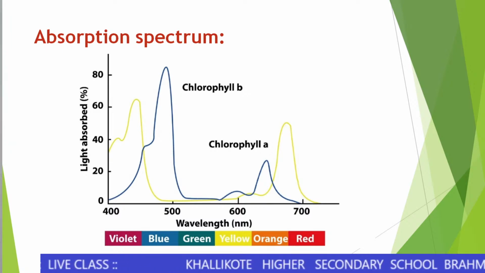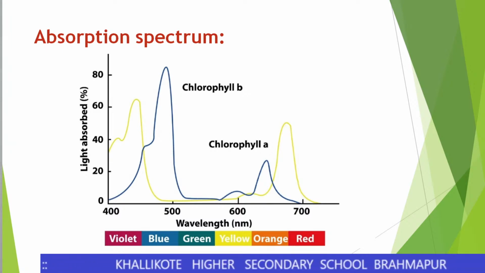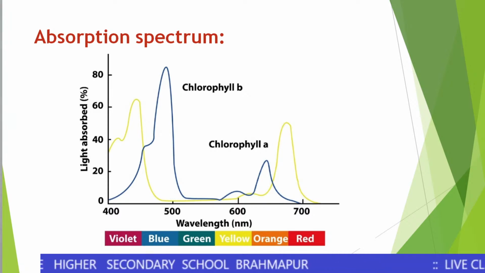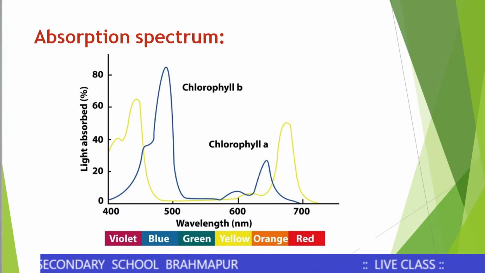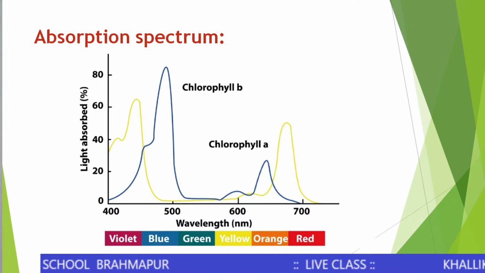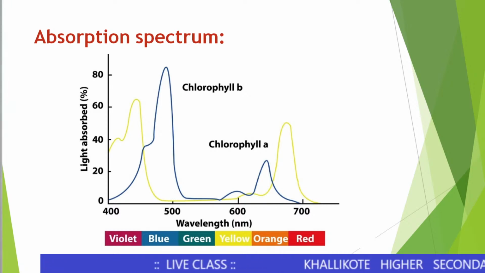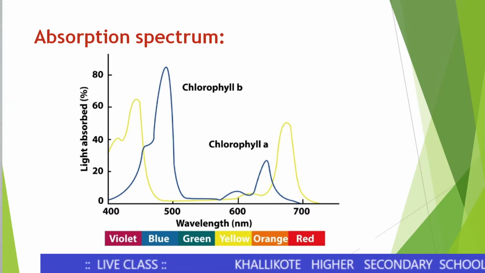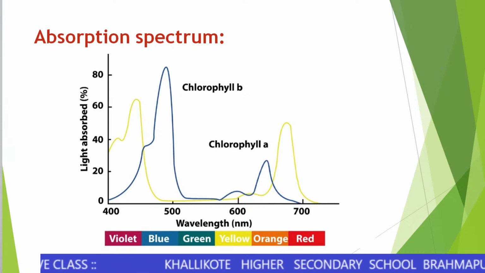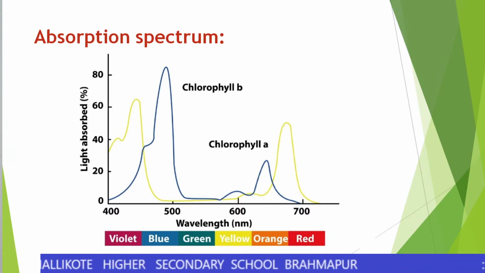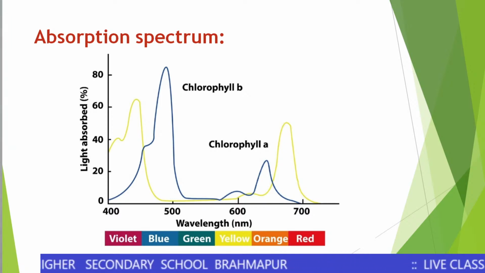The absorbance spectrum between 500 and 600 for chlorophyll A and B is flat. That is, almost no light is absorbed between these two wavelengths, 500 to 600. That is why the chlorophyll molecules reflect the green light and the leaf appears green in color. So this is the absorption spectrum.